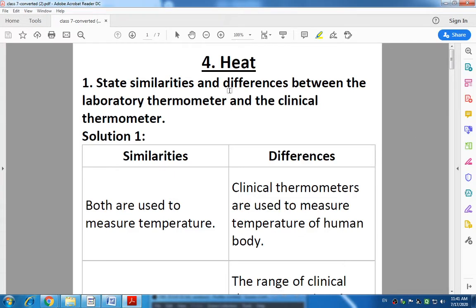Hello everyone. I know that you have completed your exercise of lesson number 4, Heat. So let's discuss the question answers. Question number 1: state similarities and differences between the laboratory thermometer and the clinical thermometer. Here you have to write similarities also and differences also.